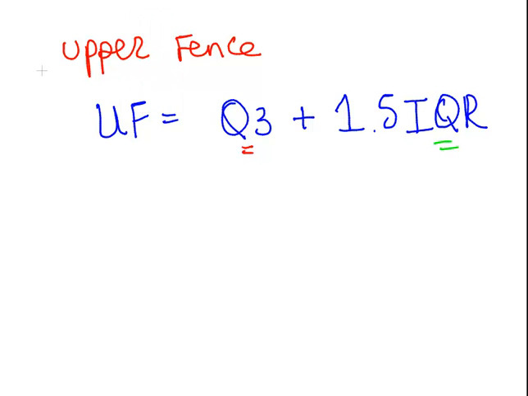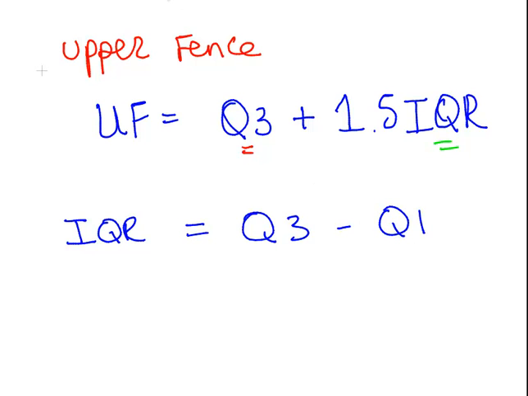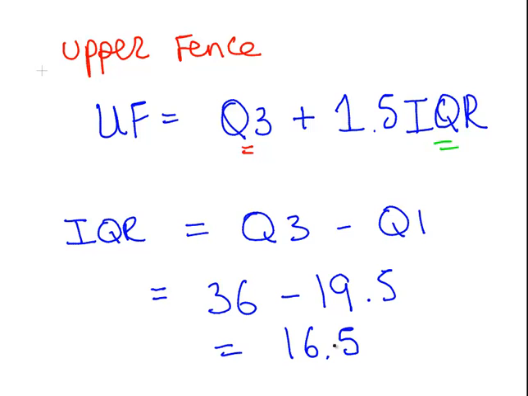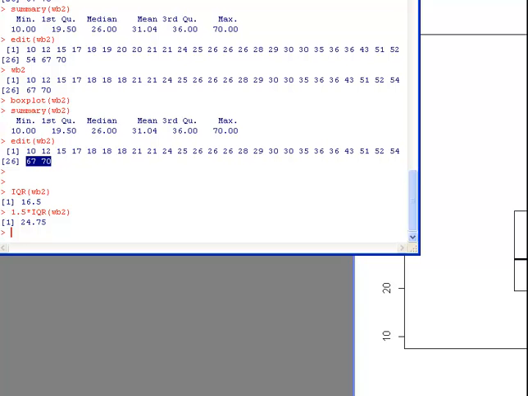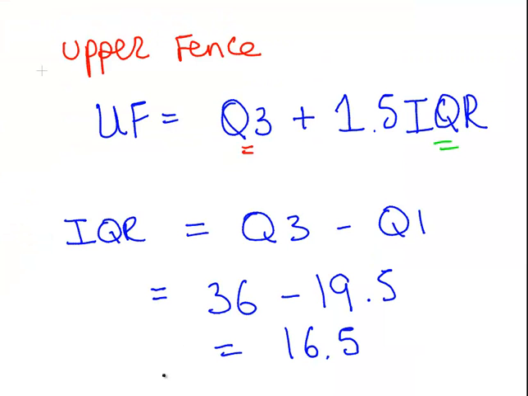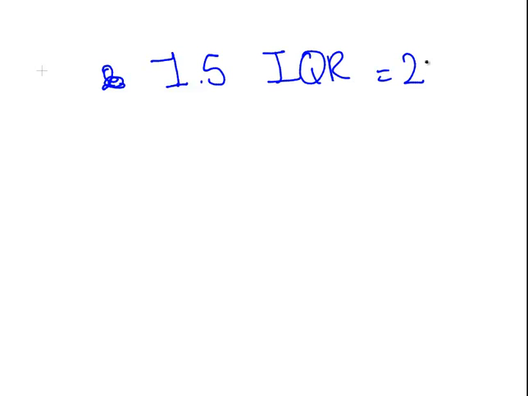Now the IQR is simply the difference between the two, Q3 minus Q1. For this data set we're actually told what they are. So the IQR is 36 minus 19.5. We were given those two values, and that is 16.5. And 1.5 times the interquartile range, 1.5 times 16.5, a bit of calculator work, is 24.75.